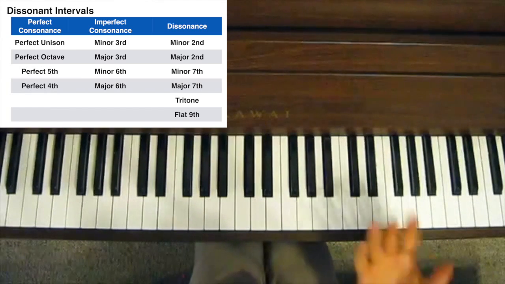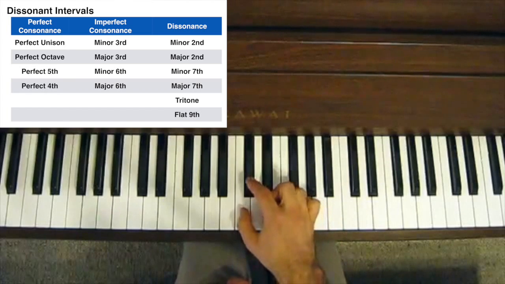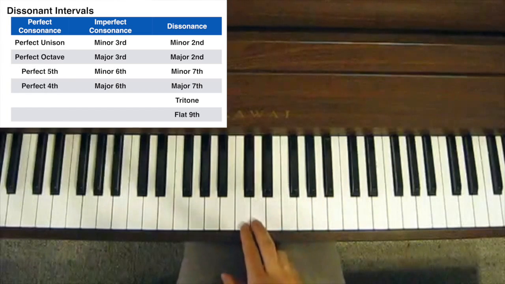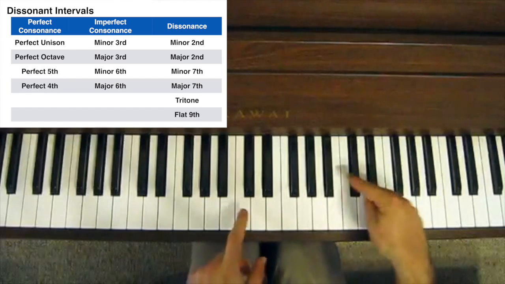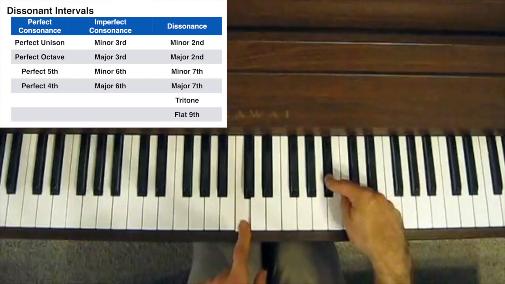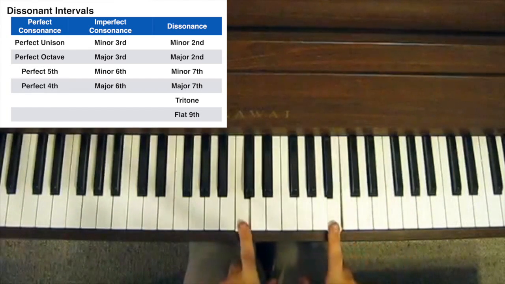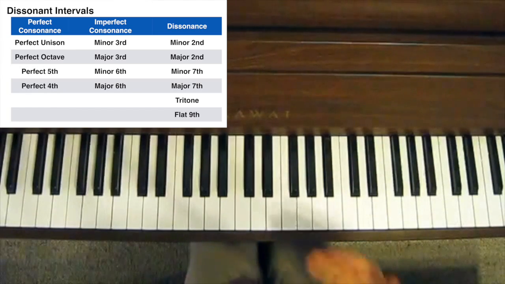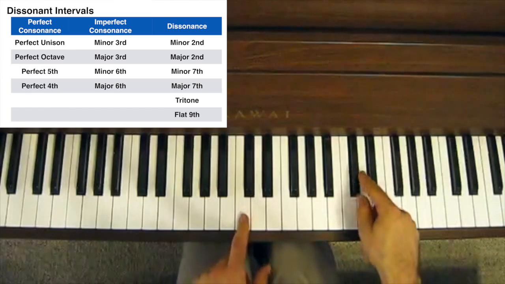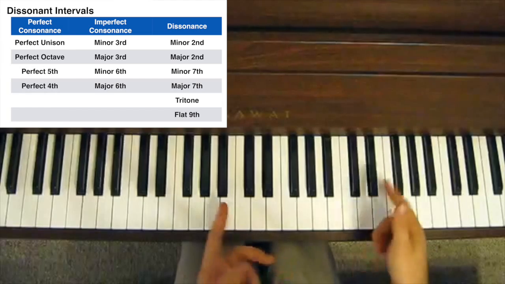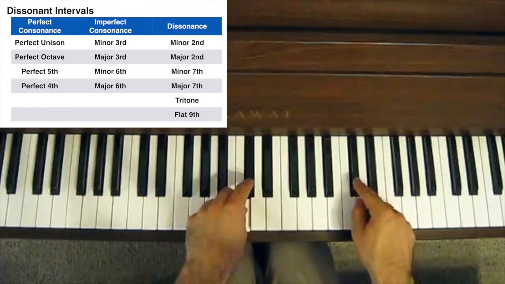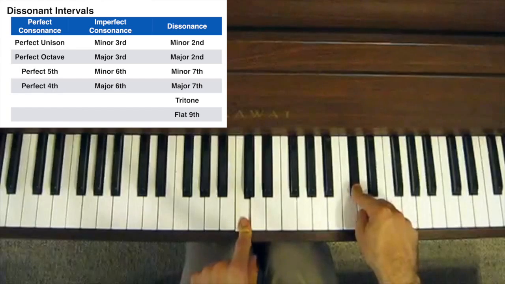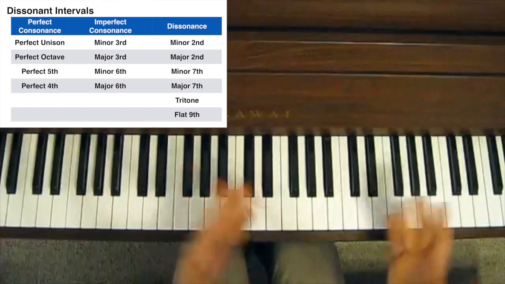Then we're left with the dissonant intervals, which are the minor second, major second, tritone, the minor seventh, and the major seventh. And then I'm going to throw one more in there on top of that, and that being the interval of a flat ninth, which is effectively a minor second but an octave apart. So that one's considered quite dissonant as well.